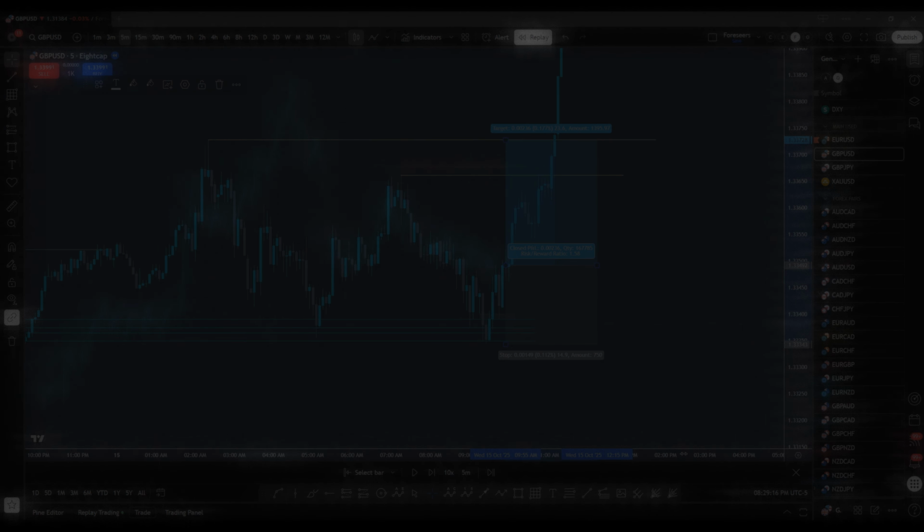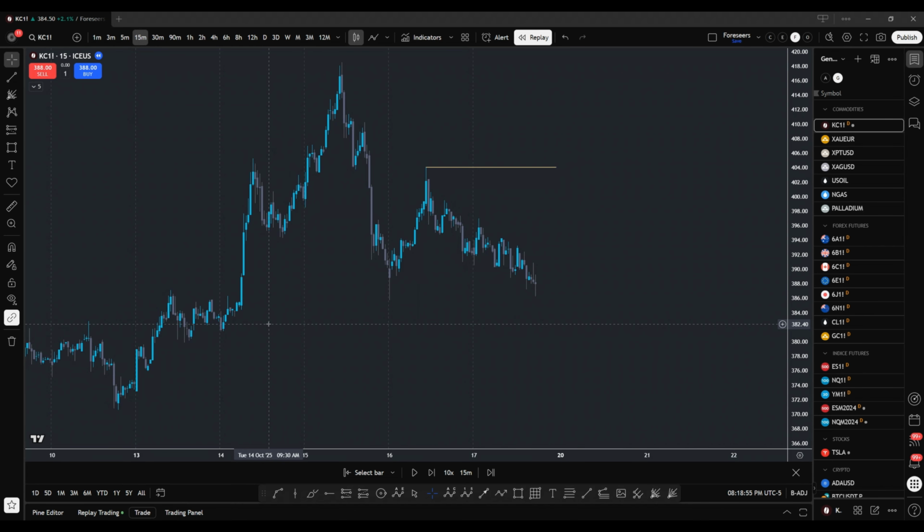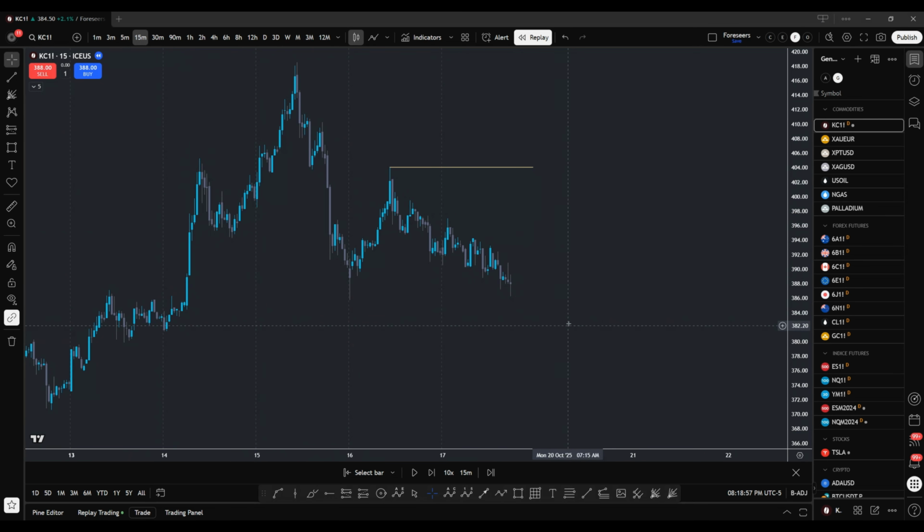Alright guys, so for this example I will be using coffee. Yes, you guys can use top-down analysis on literally anything. So we're going to start off with the 15-minute time frame. Now we're going to try to keep it pretty basic and pretty simple. We're just going to try using fair value gaps, order blocks, and liquidity.